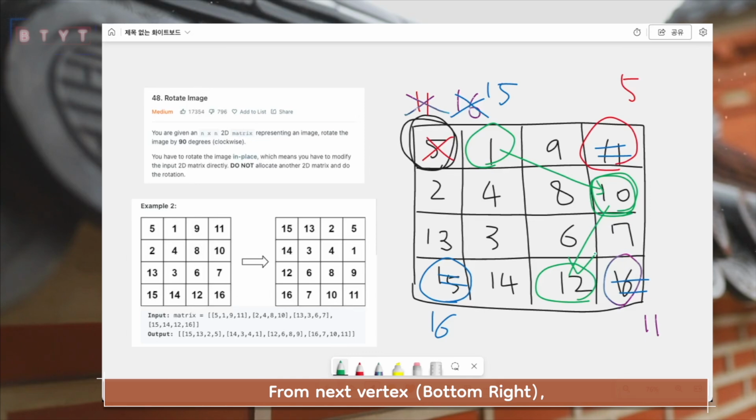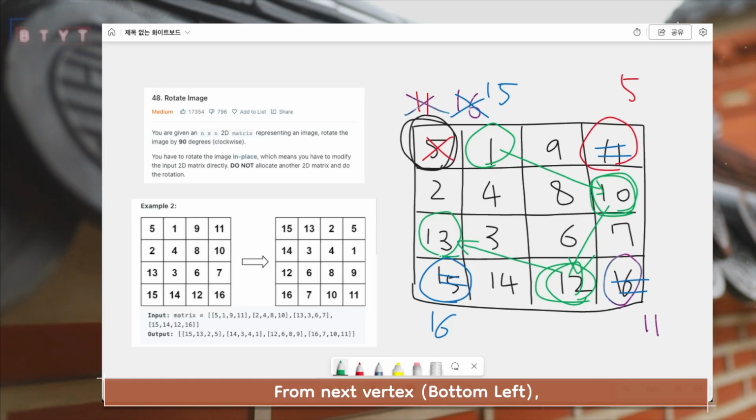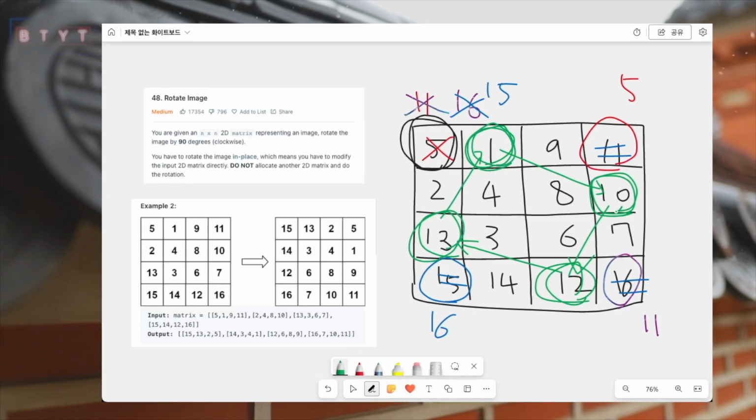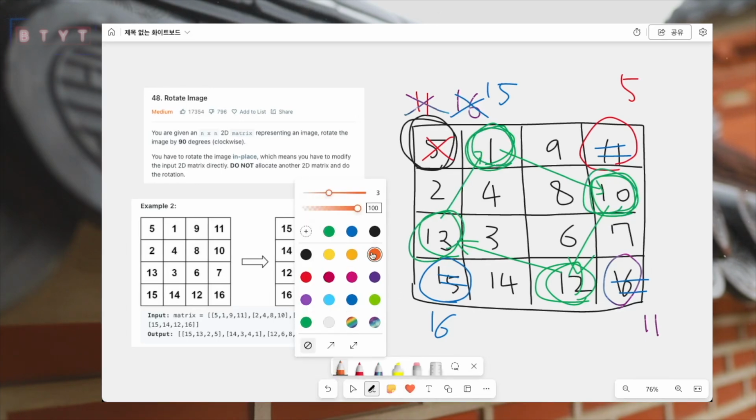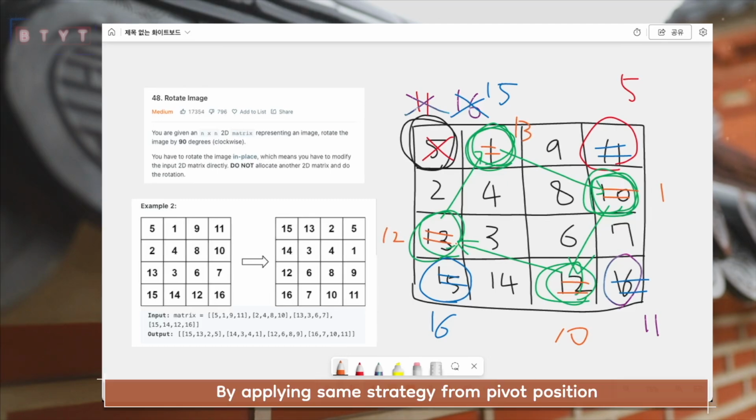From the next vertex, we can move one step left for targets one step up. From the next vertex, we can move one step up for targets one step right. By applying the same strategy from the pivot position to right before the target position, we can achieve rotation of the outer square's sides. But how about inner squares?